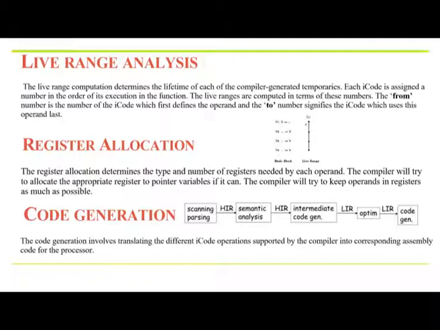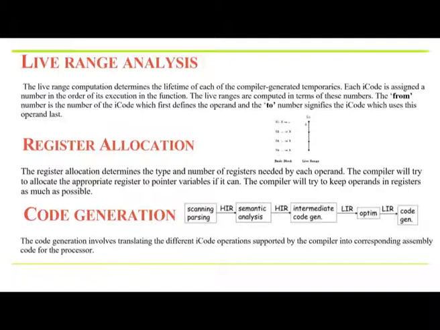Then comes register allocation. The register allocation determines the type and number of registers needed by each operand. In most MCUs, only a few registers can be used for indirect addressing. The compiler will try to allocate the appropriate register to pointer variables if it can. The compiler will try to keep operands in registers as much as possible.